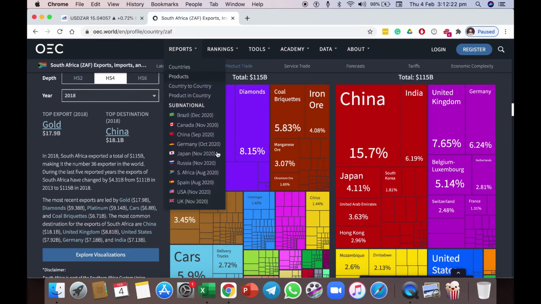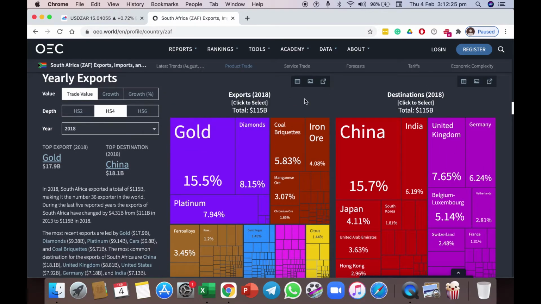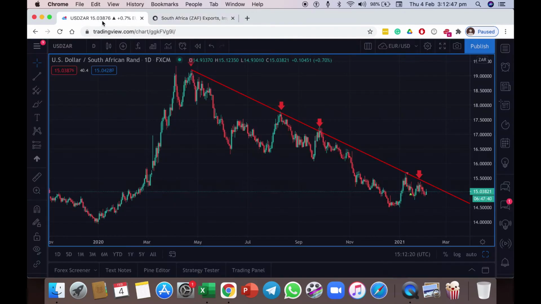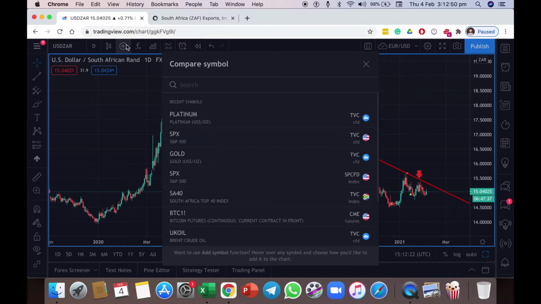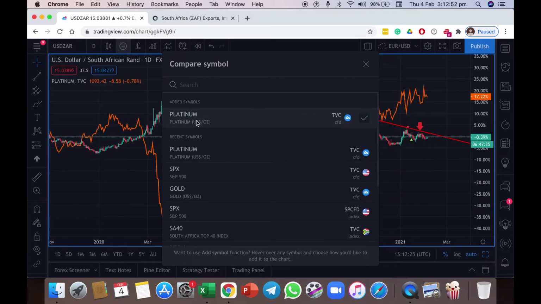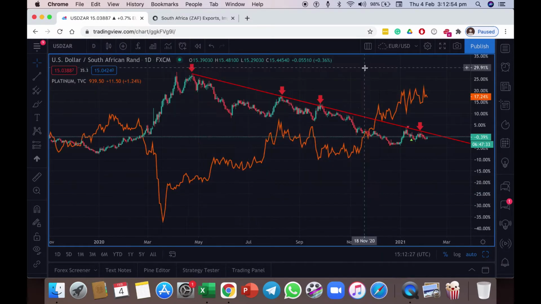So we can see that South Africa is a commodity currency because their main exports are commodities, and gold and platinum and diamonds are the key exports coming out of South Africa. So what we have to do is look at the correlation between platinum prices, diamonds and gold, and we can start to see how the currency is greatly affected by these values in its key commodity exports. So what I want to show you is the correlation between platinum and the South African Rand.